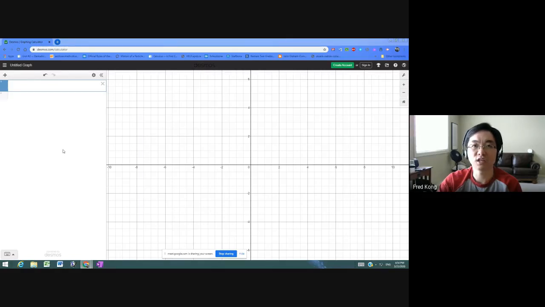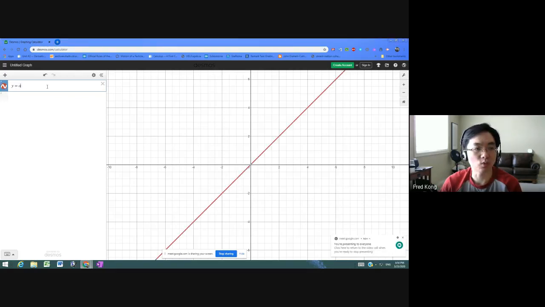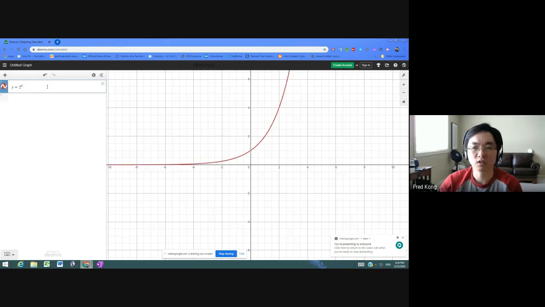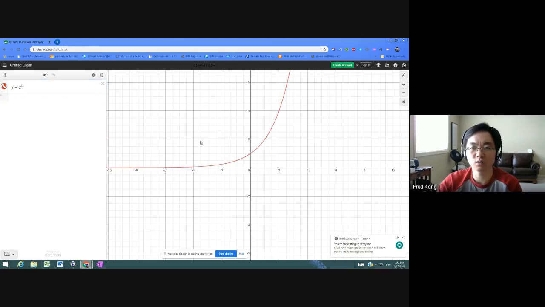Hi, everyone. This video is an opportunity for us to take a look at a function known as the exponential function. Now, the form of an exponential function looks like this: y equals a times b raised to the x. But to keep things simple, I'm just going to back up here, and I'm just going to go y is equal to 2 raised to the x. Okay, this is what the graph looks like.